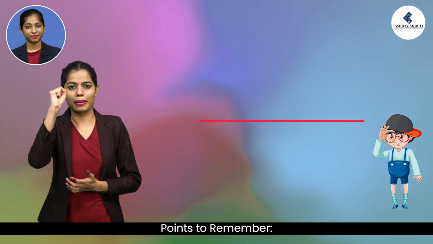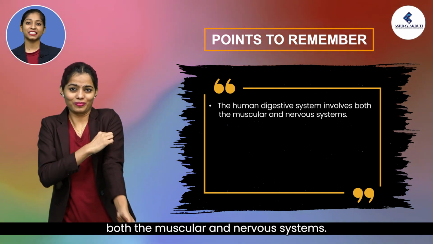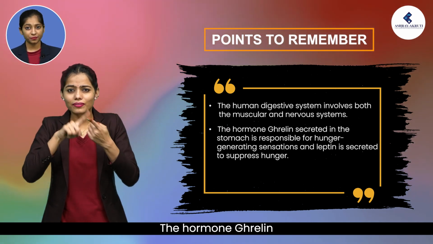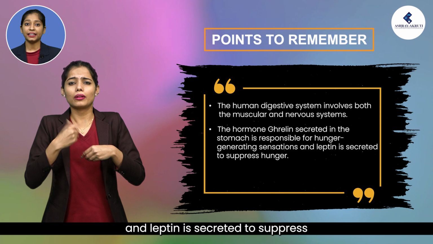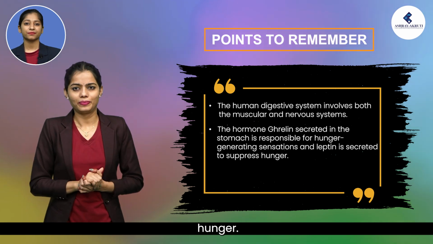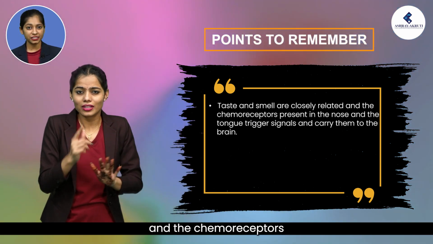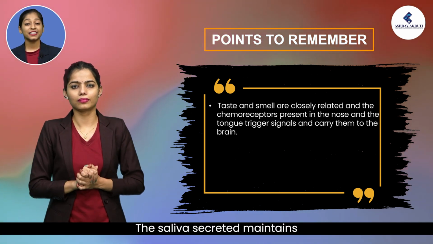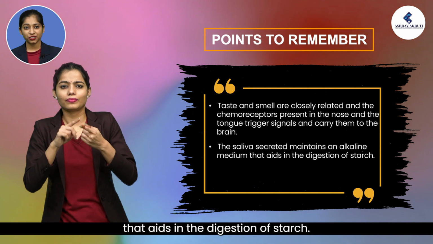Points to remember. The human digestive system involves both the muscular and nervous system. The hormone ghrelin is secreted in the stomach and is responsible for hunger generating sensations, and leptin is secreted to suppress hunger. Taste and smell are closely related, and the chemoreceptors present in the nose and the tongue trigger signals and carry them to the brain. The saliva secreted maintains an alkaline medium that aids in the digestion of starch.